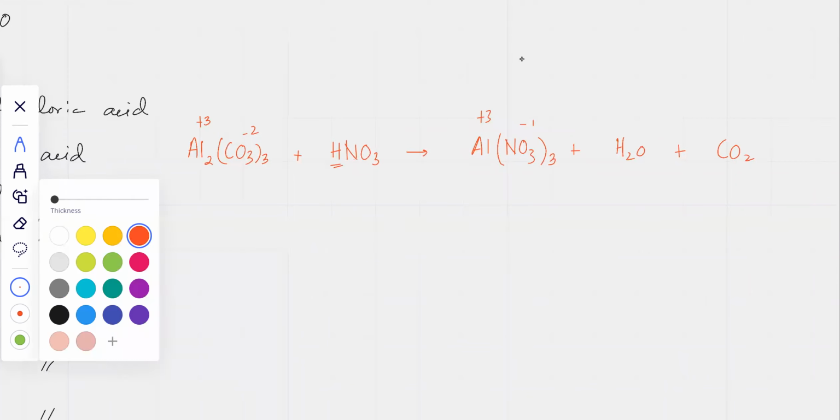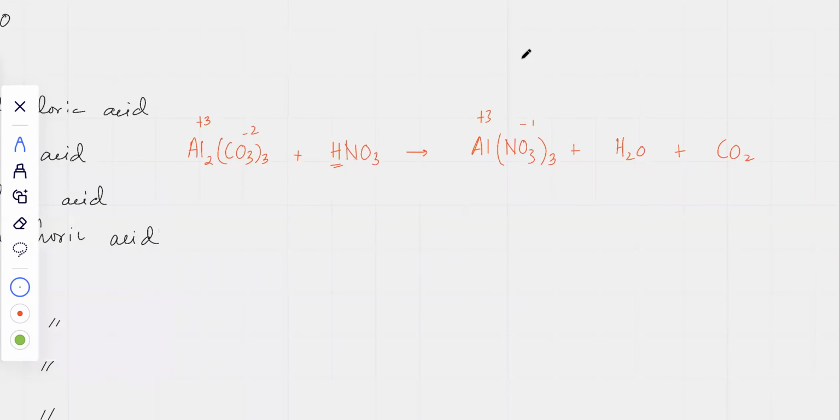If you're not able to balance, then ask me. Now balancing this equation, this is the second one. Forget the charges. So how would you balance this? Start with the easiest, which is aluminium. So there are two aluminiums here, right? You'll multiply this by 2. And after that, which one is the easiest?